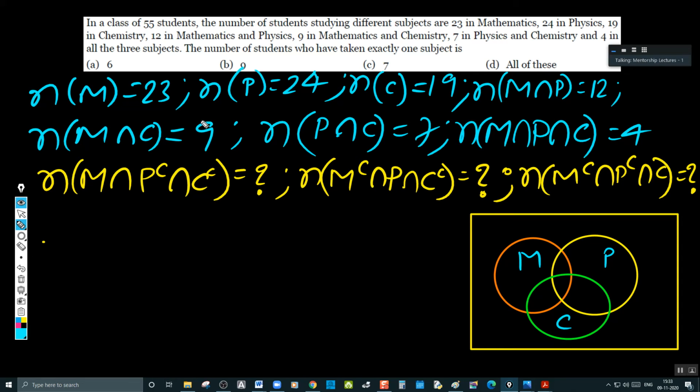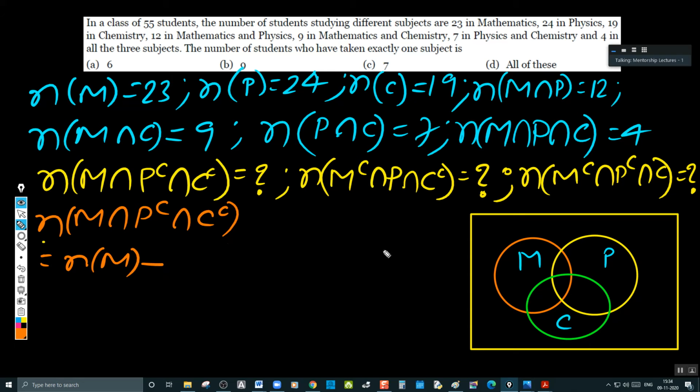Let me complete M intersection, and after that I'll come to you. Just a moment, Rania. Yes, sir. So now I'm finding the first one. First one, please. N of M intersection P complement intersection C complement. It is all common sense that N of M minus, come on, tell me that. N of M, only M is needed. We need only this part. Only this part.